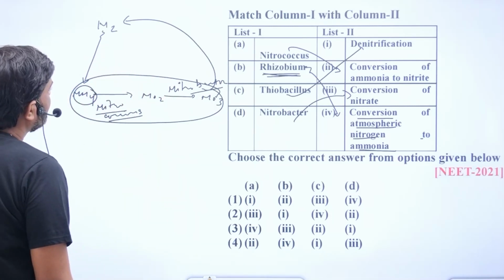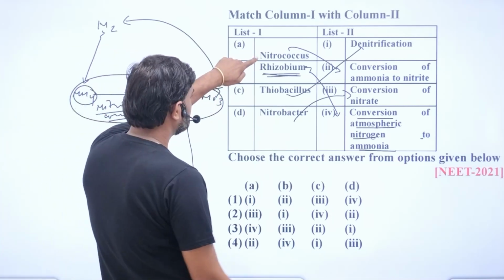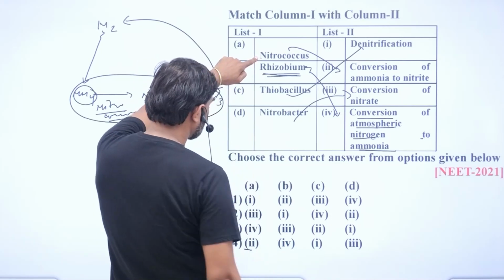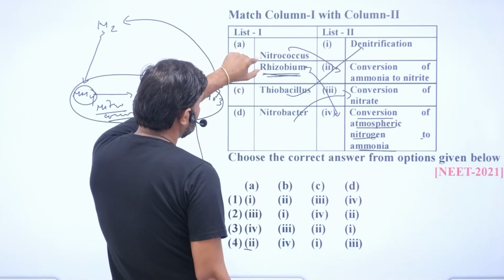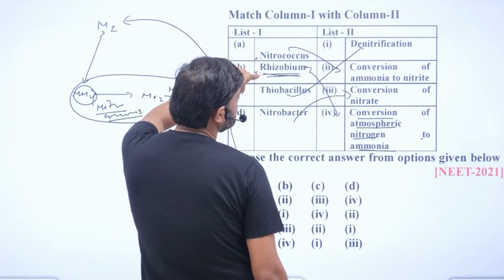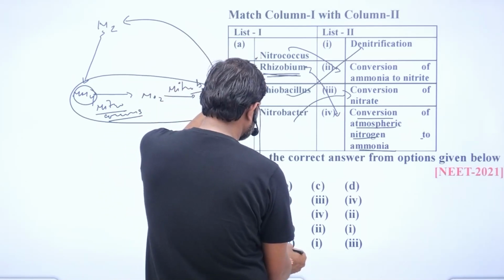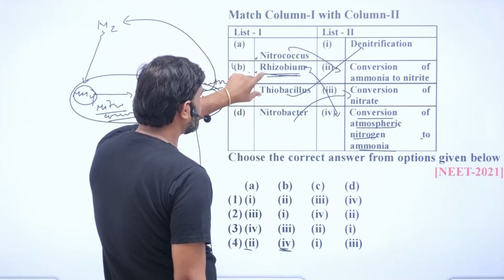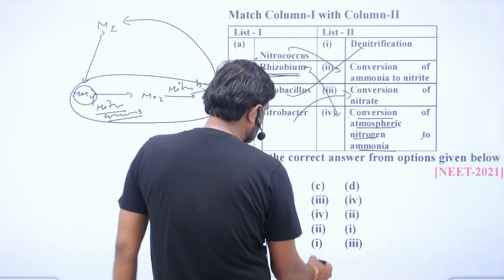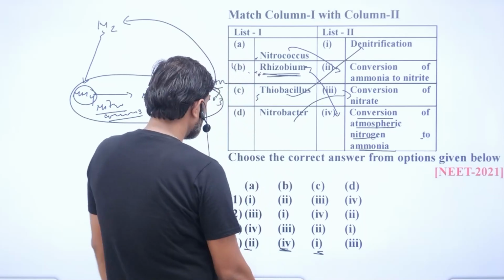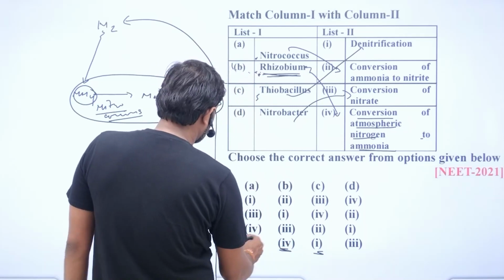Match the column. Nitrococcus. Second, Rhizobium, conversion of atmospheric nitrogen to ammonium ions. 4, Thiobacillus, denitrification. First, means the correct answer is 4.